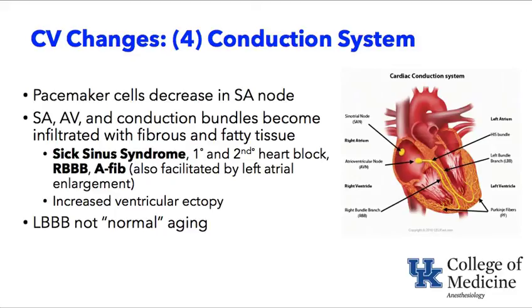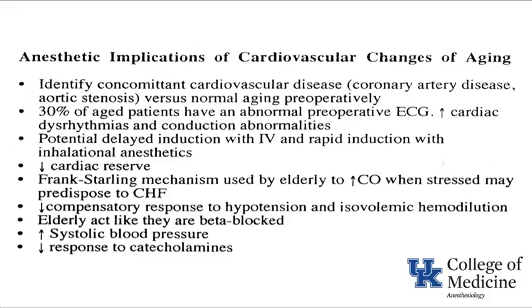We previously mentioned AFib as being not that uncommon in elderly patients, and an enlarged left atrium, and their left ventricle can also get big. If you see left bundle branch block, though, in a patient, you should not consider that a normal aging finding. Look for evidence of coronary disease, for example.